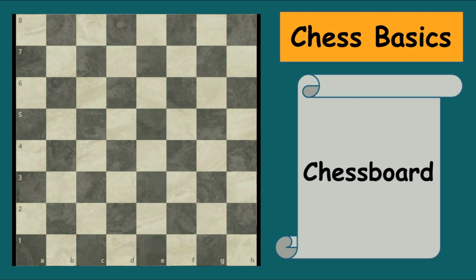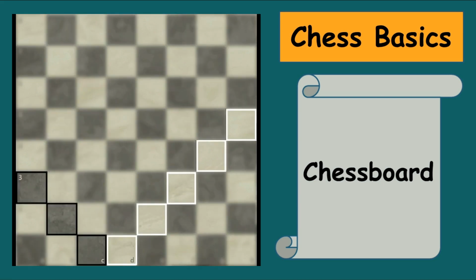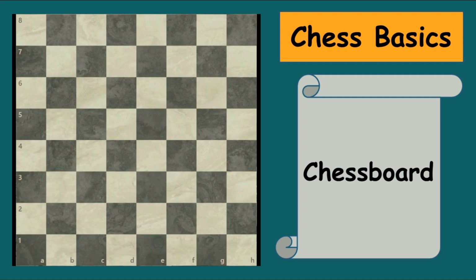Now we shall name some diagonals. It is called the A1 H8 diagonal. This one, F1 H3 diagonal. And this, F1 A6 diagonal. You could have noticed that the diagonals are made of same colored squares, unlike a file and rank. That's it about the chessboard.